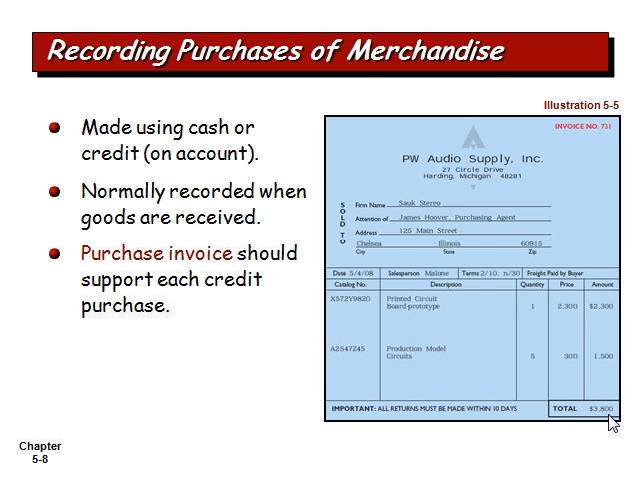So recording purchases of merchandise: purchases are made using cash or credit on account. They're normally recorded when the goods are received. A purchase invoice should support each credit purchase. So we should be getting an invoice from the supplier. That will be our documentation and trigger our making the entry. We probably have a shipping and receiving department somewhere that, when we get something, makes a note that we got it.